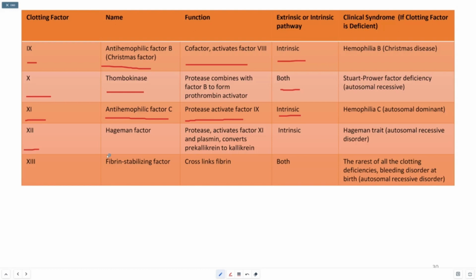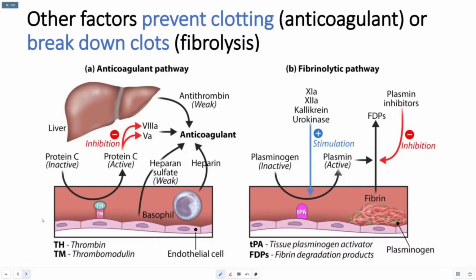Factor number 12, also known as Hageman factor, activates factor number 11 and plasmin, as well as pre-kallikrein to kallikrein. This is for the dissolution of the clot, and then the intrinsic pathway. And factor number 13 helps stabilize the fibrin, forming the crosslinks, and is found also in both pathways. So other factors prevent clotting and lead to the elimination of the clot. Plasmin destroys the fibrin network through a process called fibrinolysis. It happens within 2 days of the injury and continues for several days.